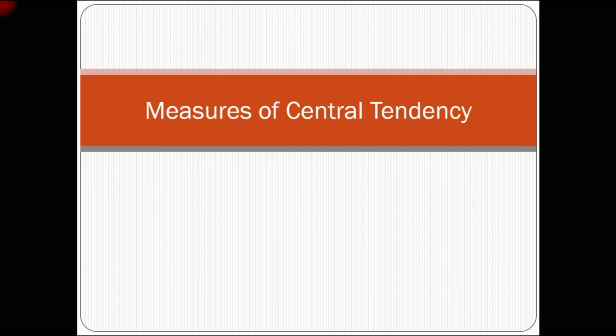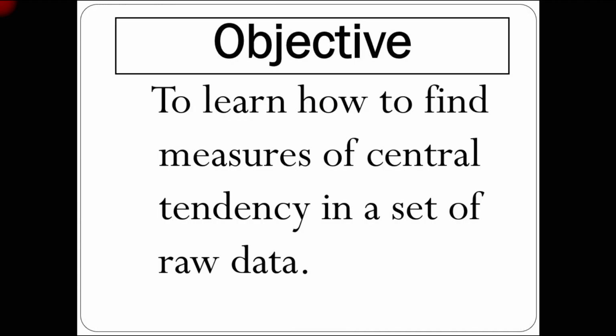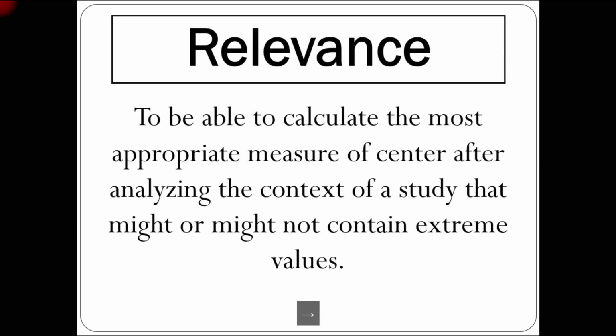Good day, everyone. Today we're going to discuss measures of central tendency and measures of dispersion or variability in ungrouped data. So let's start with the measures of central tendency. Our objective is to learn how to find measures of central tendency in a set of raw data. Relevance, to be able to calculate the most appropriate measure of a center after analyzing the context of a study that might or might not contain extreme values.